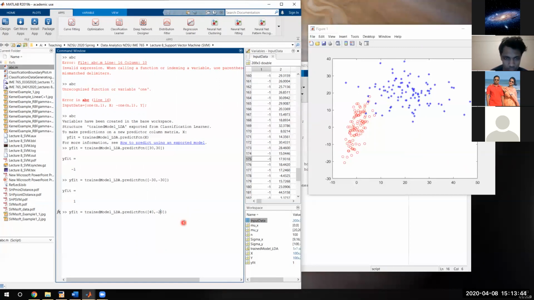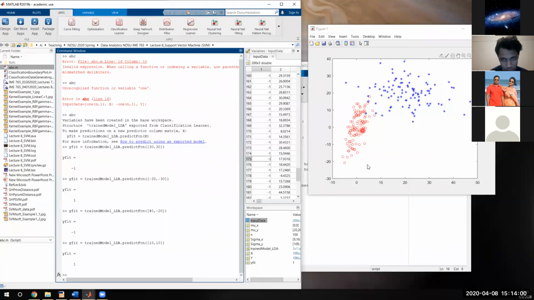And you said 40, -20, right? I'm curious to know as well. I predicted it to be blue color. Yeah, it's gonna be -1. What about 10 and 10? Good question. Let's see. +1, which is red. Yeah, 10, 10 should be red, isn't it? Yes. See, because it's more here.